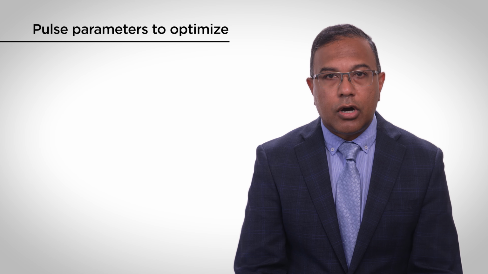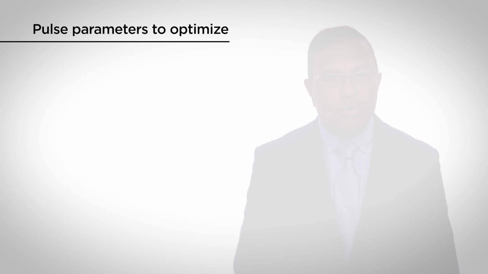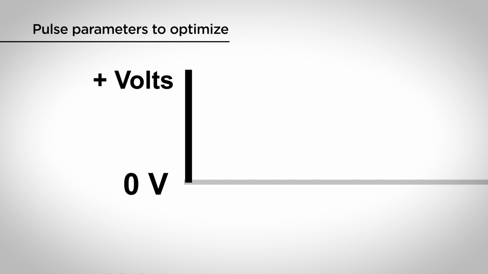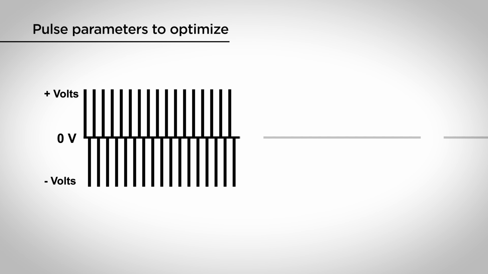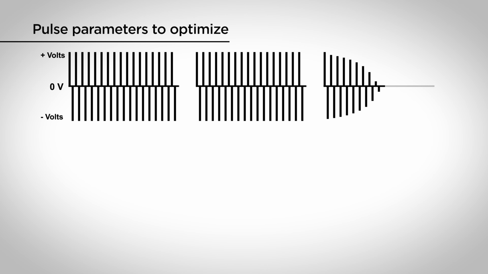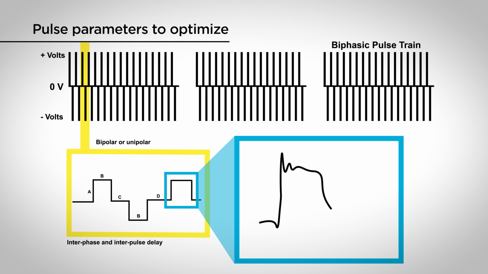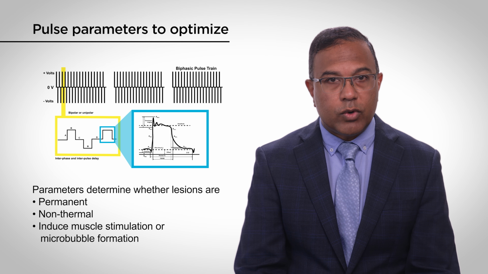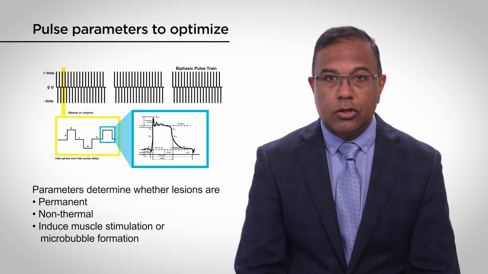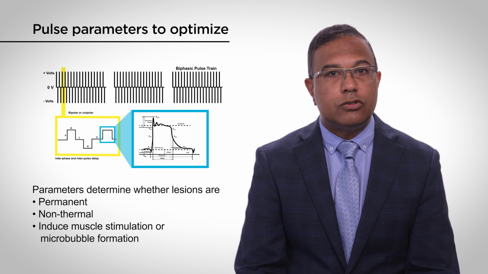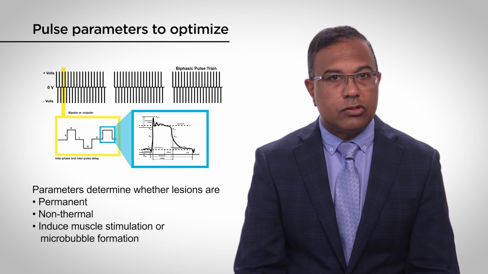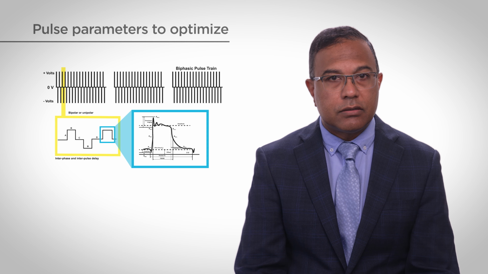Pulse parameters are optimized based on a number of things like magnitude of voltage or current, the number of pulses, the number of pulse trains, the pulse duration, the pulse width, the cycle length, and more. These parameters determine whether lesions are permanent, non-thermal, and if they induce muscle stimulation or microbubble formation. And even small changes can have a major impact.